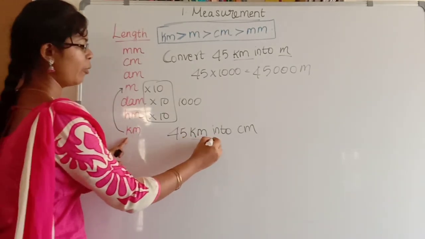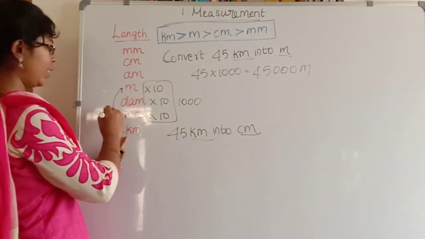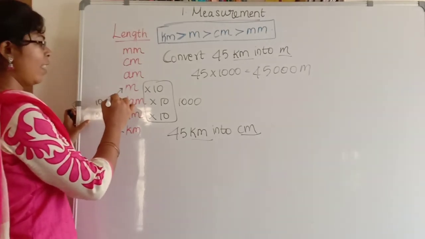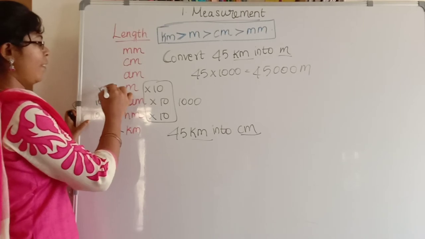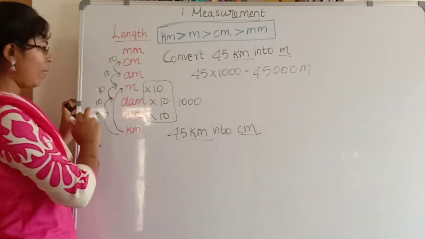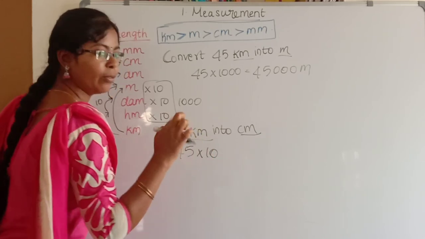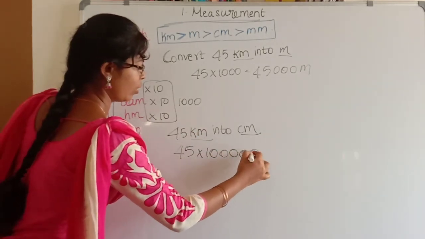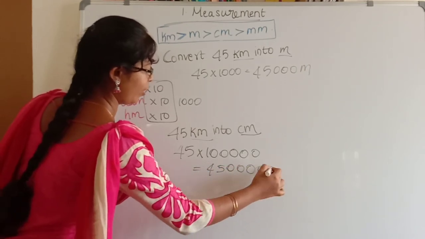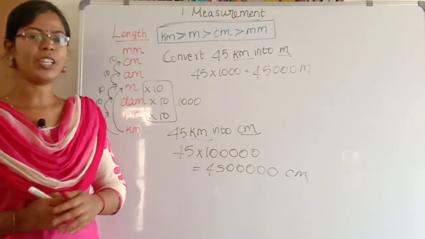Another one, 45 kilometer into centimeter. From kilometer we have to go to centimeter. From kilometer to hectometer 10. From hectometer to decameter 10. From decameter to meter 10. From meter to decimeter 10. From decimeter to centimeter 10. Multiply this with 45. So 45 into 5 zeros. So we get the answer, 4,500,000 centimeter.